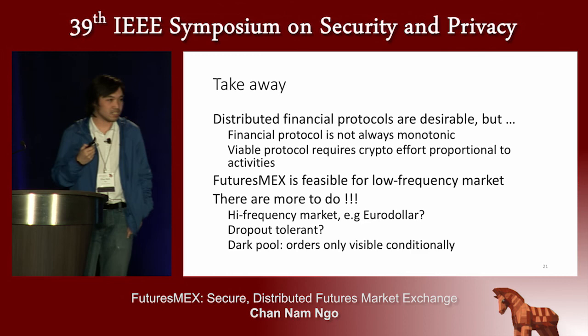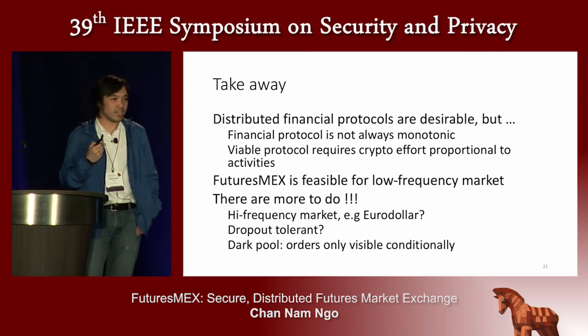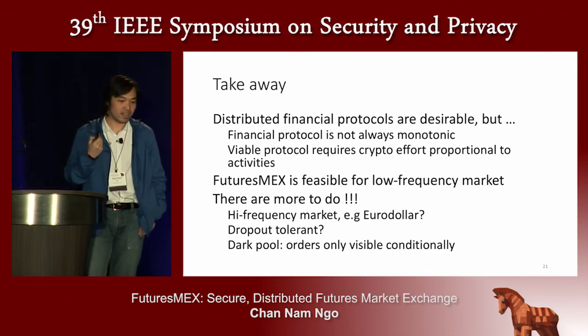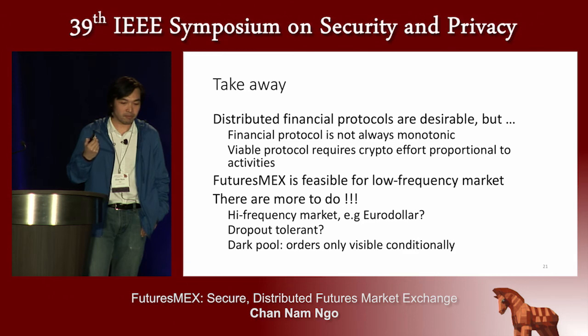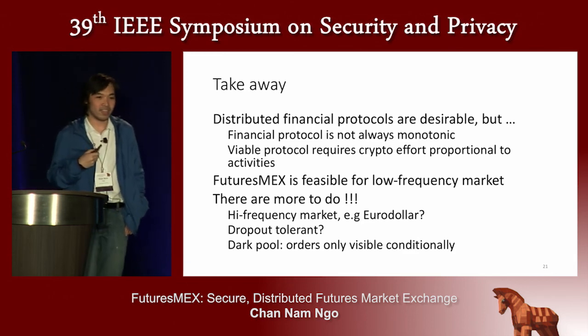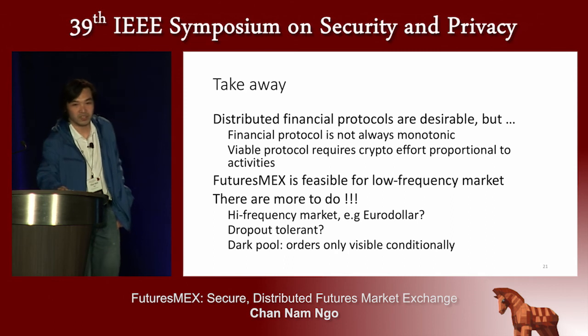or we can try to improve the dropout tolerance mechanism. So if there is an abort, we can actually recover and continue to operate instead of marking to market. Or we can extend the functionality to the dark pool, where the orders are not fully public anymore, but some of them are visible conditionally. With this, I finish my talk, and I'm happy to take questions. Thank you.